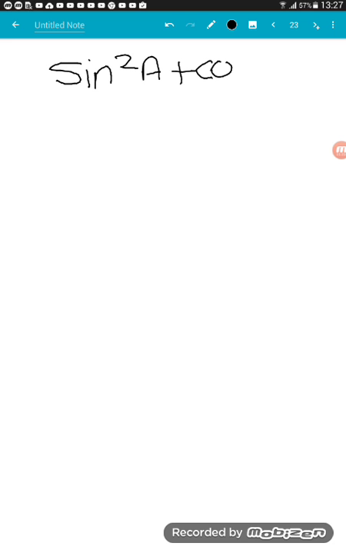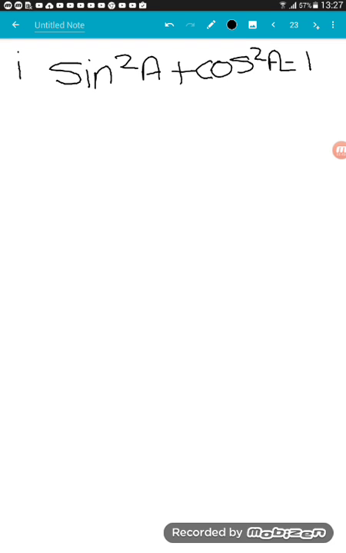So first we will look at all the identities. There are mainly three identities. First is sin square a plus cos square a equal to 1. This is the first identity.